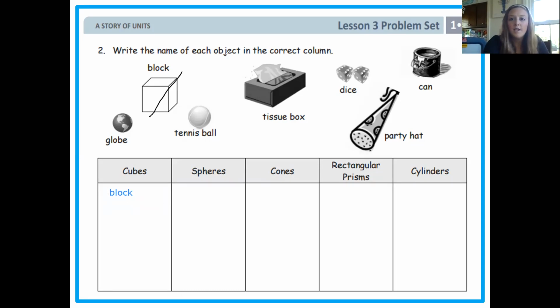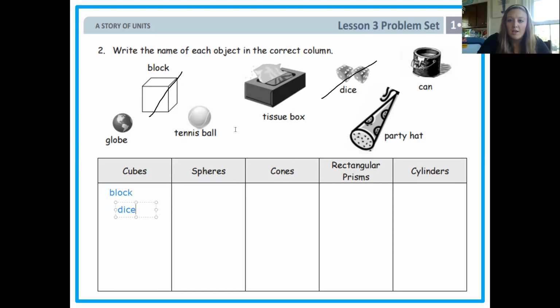Right here, block is done. Looking, oh, dice. Dice I talked about earlier. I'm going to cross those off because those are also a cube. Okay, so my dice goes there.